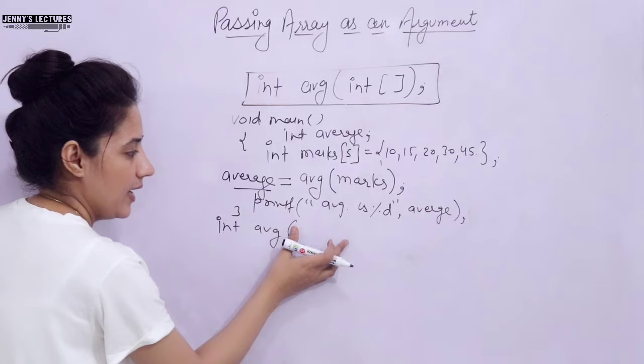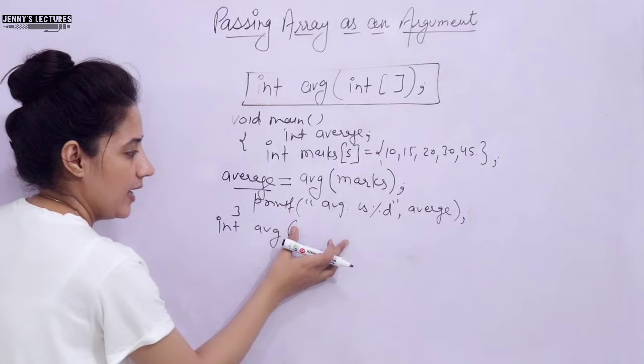We are passing marks. Now see, whenever you write the name of the array, what should you think? This function call, so the control will go here. Now memory would also be allocated to this function, average, right? And here we have this. Now you will think this is another array, which means these values would be copied, 10, 15, 20, 30 and 45 in this marks, right? Or you can take a different name also, right?